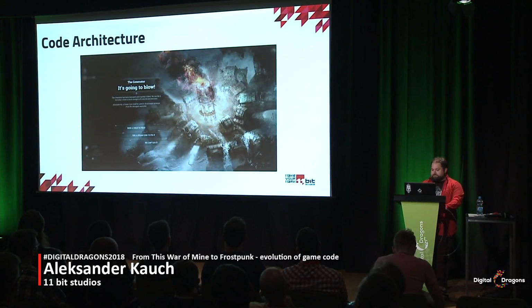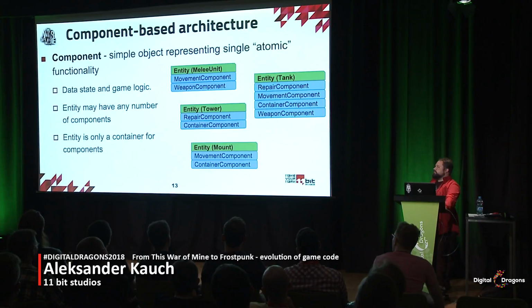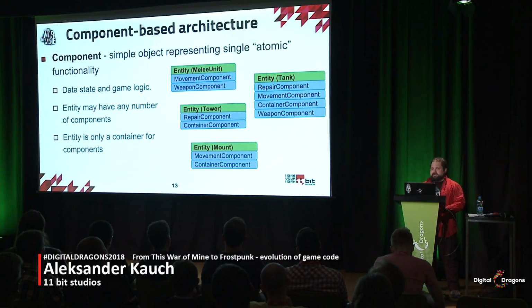Code architecture. In This War of Mine, we used a pure component-based architecture, a model like you may know from Unity 3D. So a component would be a simple object that represents a single functionality, both data and game logic. And an entity, of course, may have any number of components, and in the pure component model, an entity is only a container for components. And as you can see here, there are some examples of entities containing different components which control the functionalities the entities have.